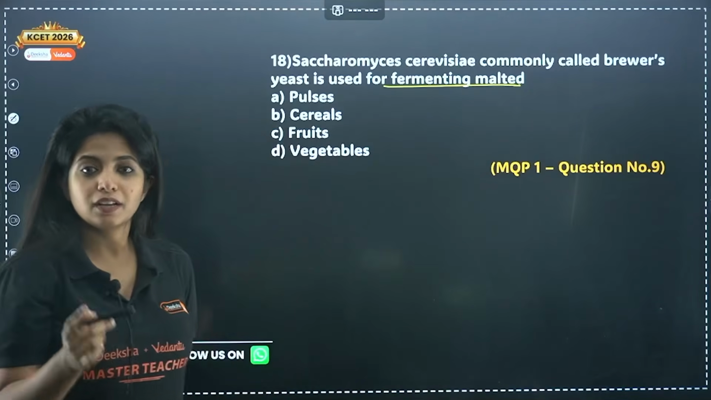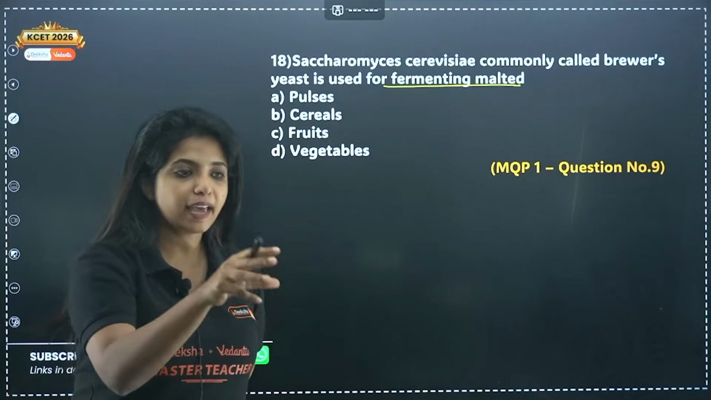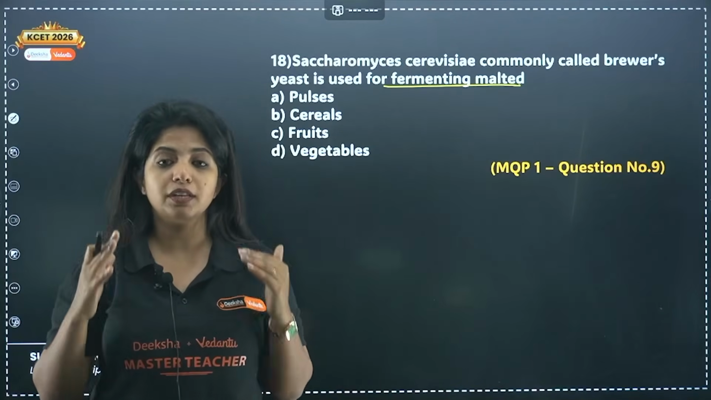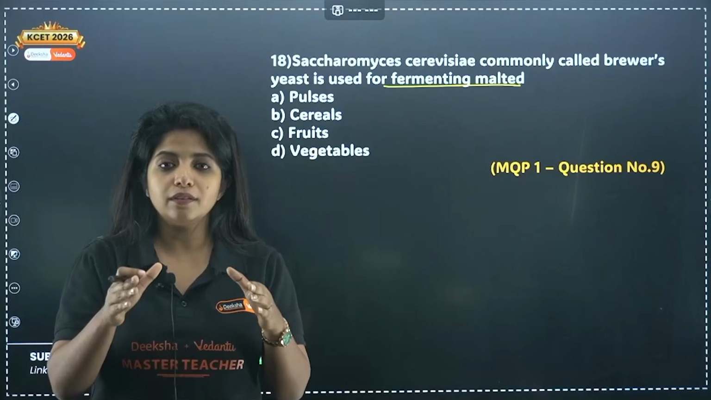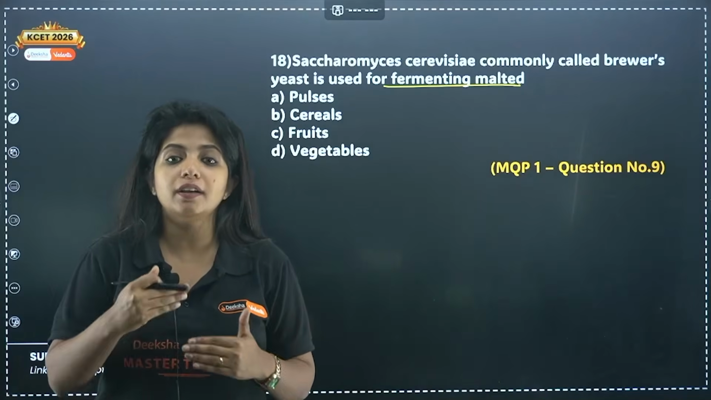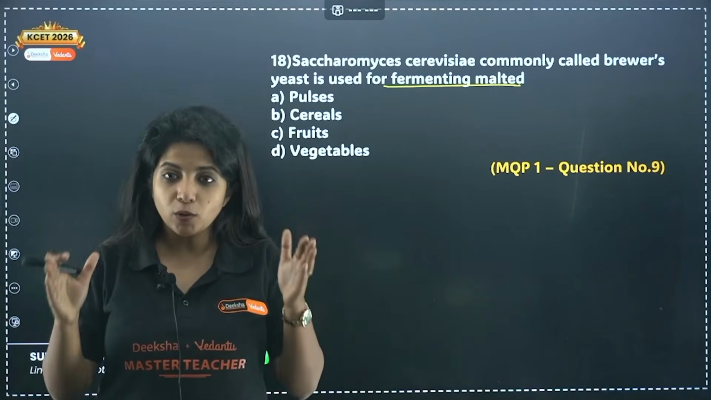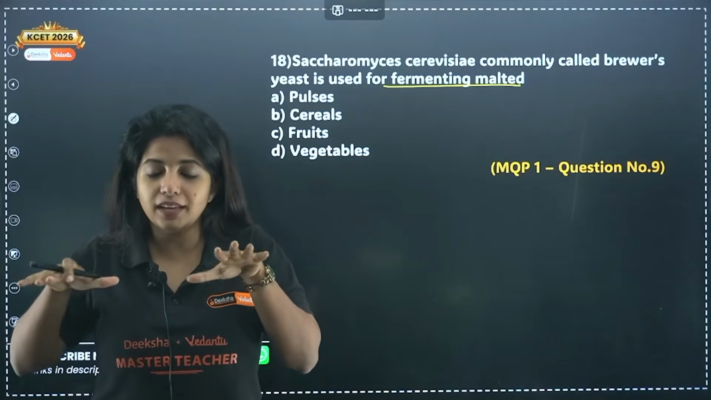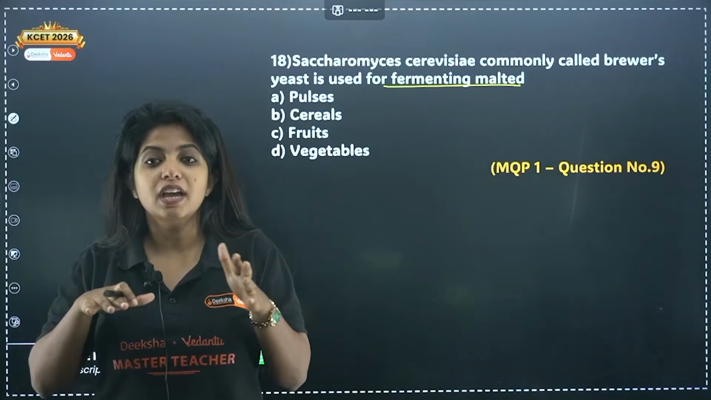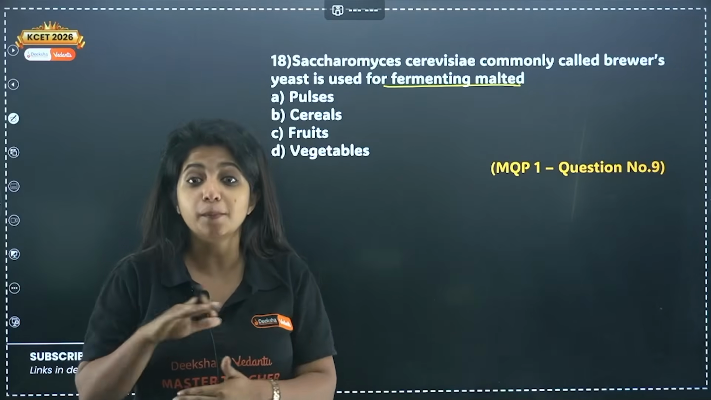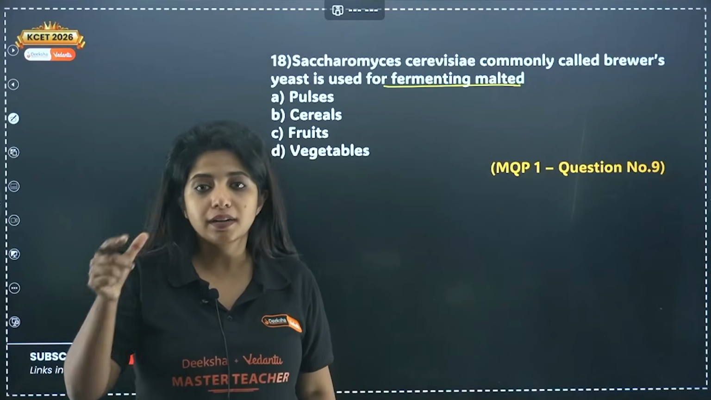First of all, malted means, for example, I have some pulse or cereal that has started undergoing the germination process. And then we stop all the conditions that will make it undergo germination any further. It will stop the process. So in this halfway condition, where it has somewhat started germination but has not completed it, you call this the malted condition.